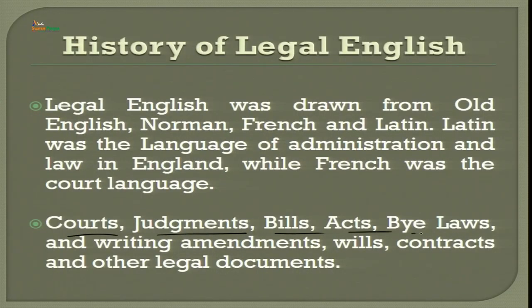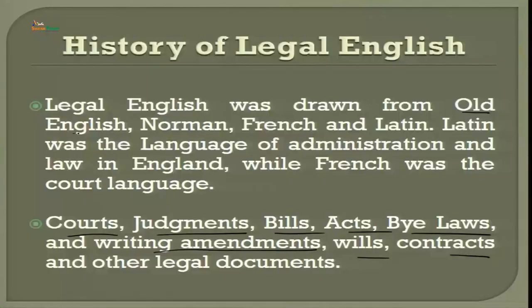So this is the history of legal English. Till now we have understood that all courts, judgments, bills, acts, bylaws, all the writing and amendments were done in the English language. Wills and contracts, all these things were done in English by the time independence came. So Old English, Norman French, Latin, these things, 1, 2, 3 and 4, remember. Latin was the language of administration and law in England, while French was the court language. Have you understood this aspect?